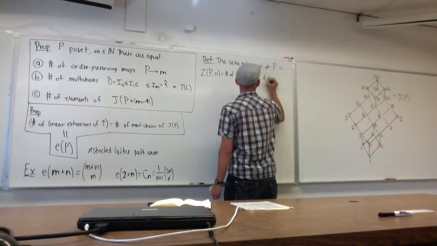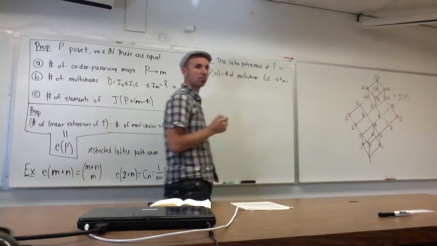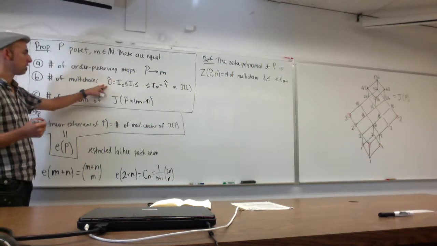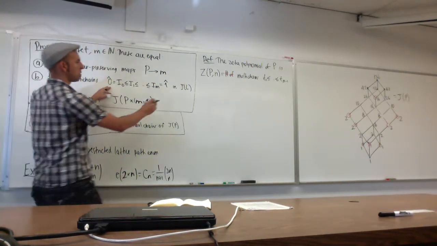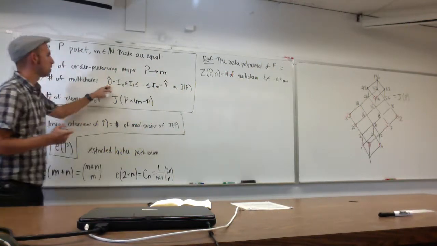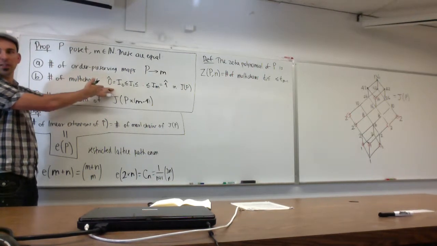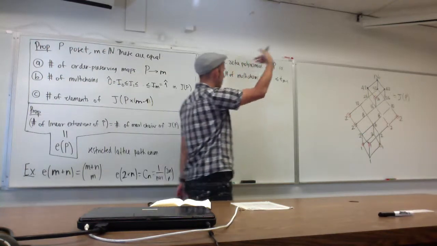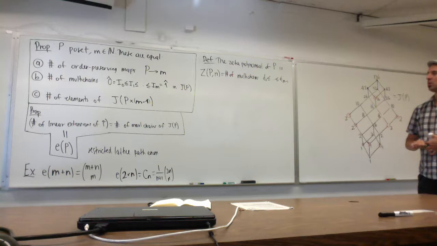Say T1, Tn minus 1. Okay, so it's basically this. But here I realized I wrote J of L; this should be J of P. So it's exactly what I'm doing here, except you do it in the poset, not in J of the poset. You just count the number of multichains, and this is called the zeta polynomial of P.